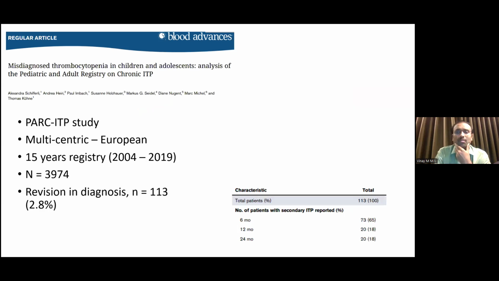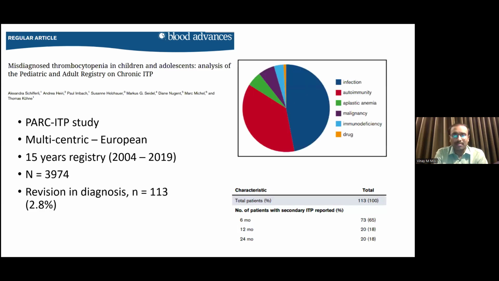Some literature where there has been a revision of the diagnosis of ITP is from one of the largest registries in Europe, called the PARC ITP study. It's a multi-centric European study, a 15-year registry from 2004 to 2019. 3,974 kids with a diagnosis of primary ITP were evaluated, and the diagnosis was revised in 113 patients. The mean time for revision of diagnosis was about 12 to 24 months, and the common secondary causes were autoimmunity, infection, or immunodeficiency.